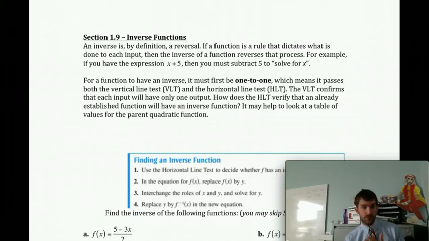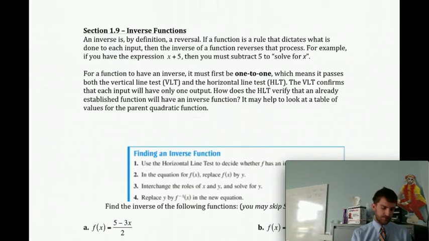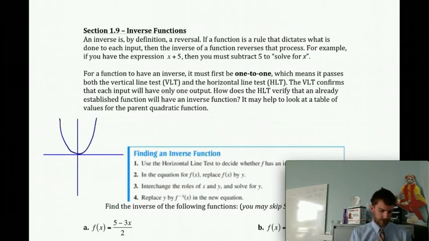to solve for x. So in order for a function to have an inverse, it's first got to be a one-to-one function, which means it passes both the vertical line test and the horizontal line test. So the vertical line test confirms that each input has only one output, but how does that help us out with the horizontal line test? Let's take a quick look at an example of the quadratic function. So a basic quadratic function is a parabola that looks a little something like this. Not the perfect drawing, but that's okay.